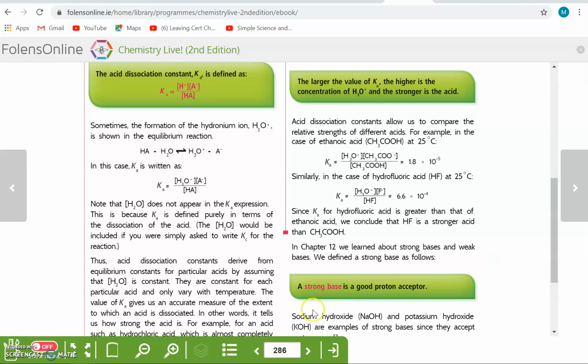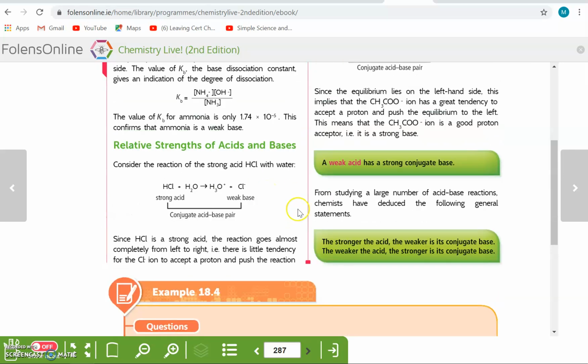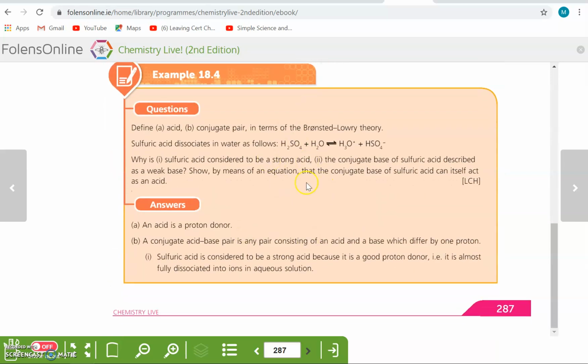Okay. Again, the stuff you'll see on these two pages is all about acid-base. I'm not going to go through it here because we've looked at it before. You can have a quick read over it. It should all make sense to you as regards strong acids, weak acids, conjugate acid-base pairs, and so on. And there's a little question at the bottom of page 287, bringing all that stuff together.